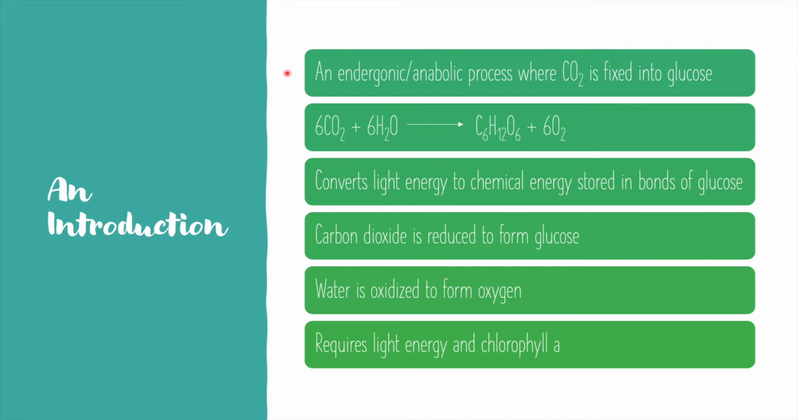Photosynthesis is an endergonic or anabolic process where CO2, a simple inorganic compound, is converted to a complex organic compound like glucose. The overall reaction for photosynthesis is 6 carbon dioxide and 6 water molecules yield a glucose molecule and 6 oxygen molecules.